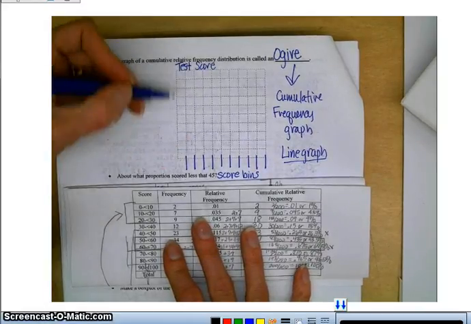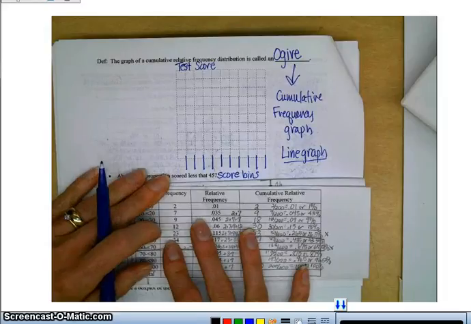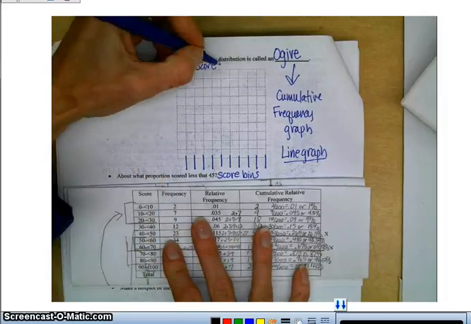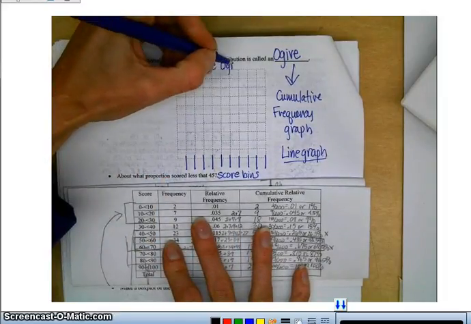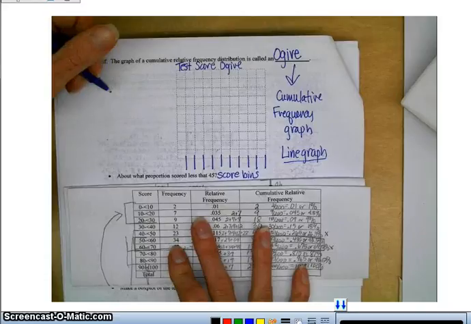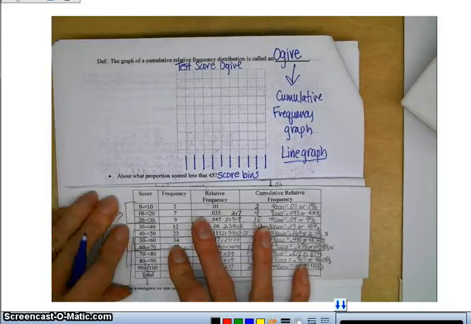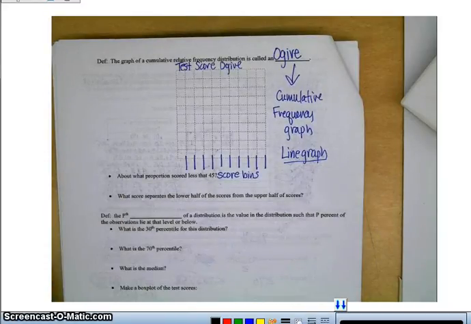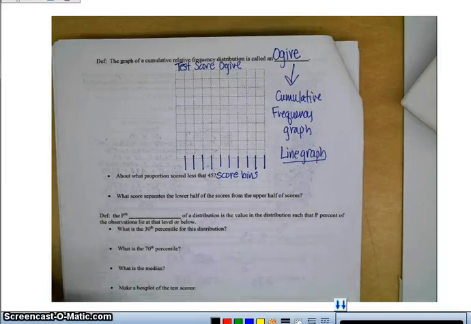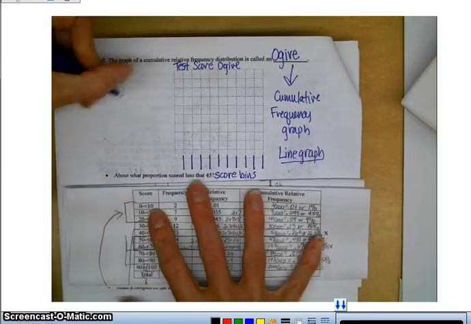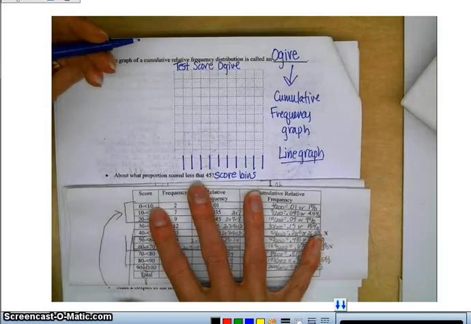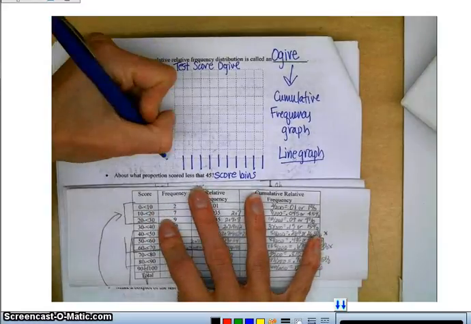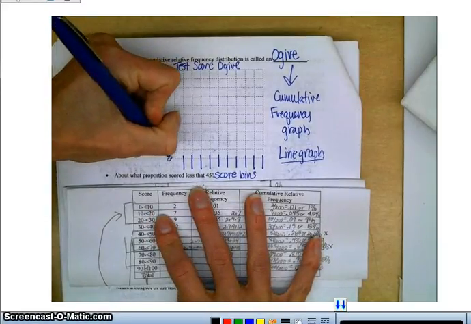So along here are the score bins, okay, so the test scores. Test score Ogive right here is what we're making. And what we have along the side are the percents. So along the side we'll have the percents. And so in an Ogive, a cumulative frequency distribution, the percents go from 0 up to 100%.